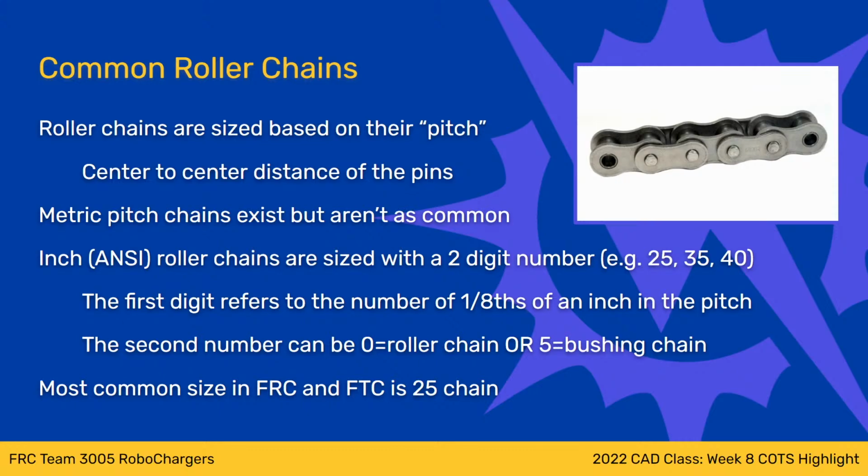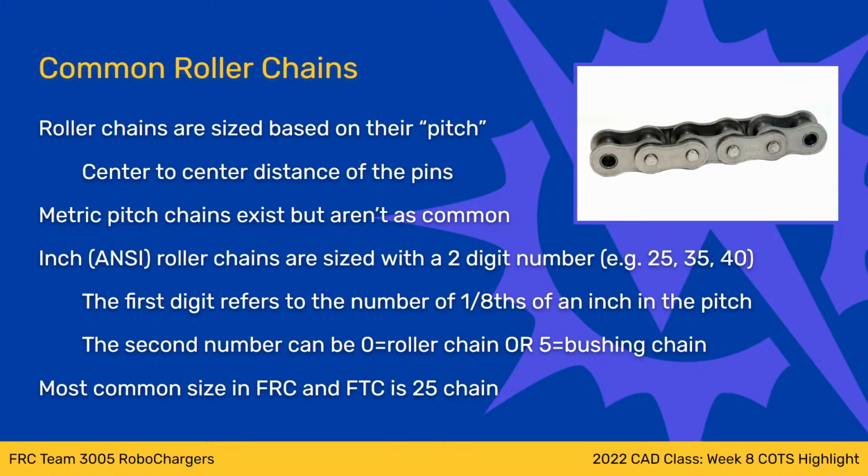Okay, so most chains that are used commonly in FRC and just industrially are ANSI roller chains. Basically, ANSI is a standards organization, and the sizes of chain are governed by a standard that they control. That means a sprocket from one manufacturer that's meant for a certain standard of chain will fit the chain made by a different manufacturer. So all the chains and sprockets are compatible as long as they comply to the standard.